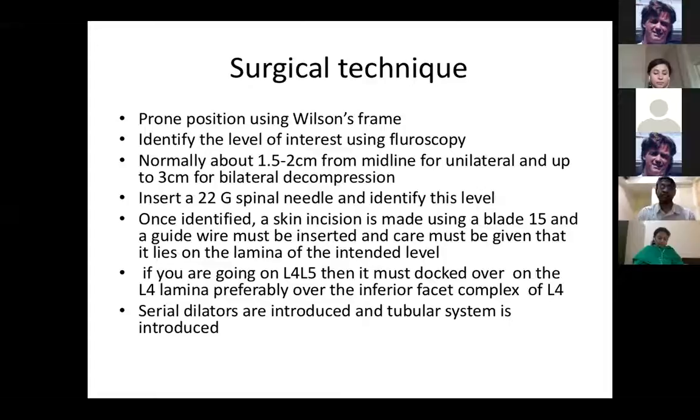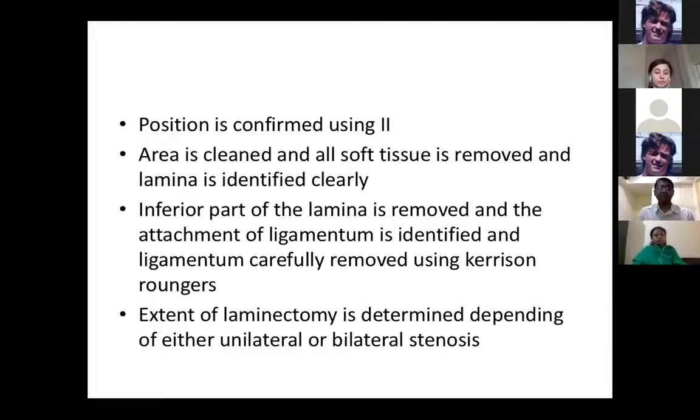Of course, we introduce serial dilators one by one. Of course, we confirm the position using the II. Area is clean and all the soft tissue is removed and lamina is identified. Then we take off the inferior part of the lamina until we can see the attachment of the ligamentum flavum. We take off as much as we need to, and then we start taking off the ligamentum flavum using Kerrisons of different sizes, Kerrison 1 and 2.